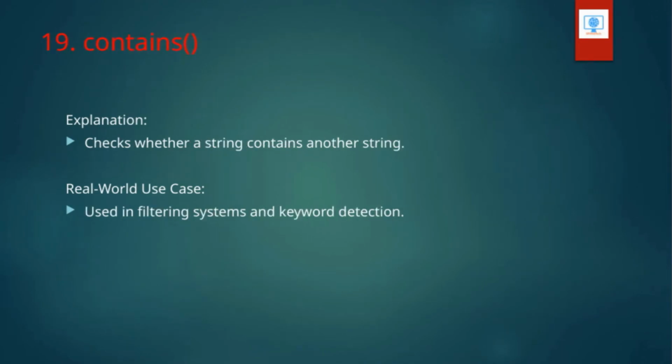Now, let's take a closer look at the contains method. Essentially, this function checks whether a specific string contains another string within it. It's a simple yet powerful way to verify if a certain keyword or phrase is present in a larger text. This is especially useful in filtering systems, where we want to quickly identify relevant content, or in keyword detection, where we need to find specific terms within a body of text. By understanding how contains works, we can build more efficient and effective data filtering and search functionalities that are vital in many applications.